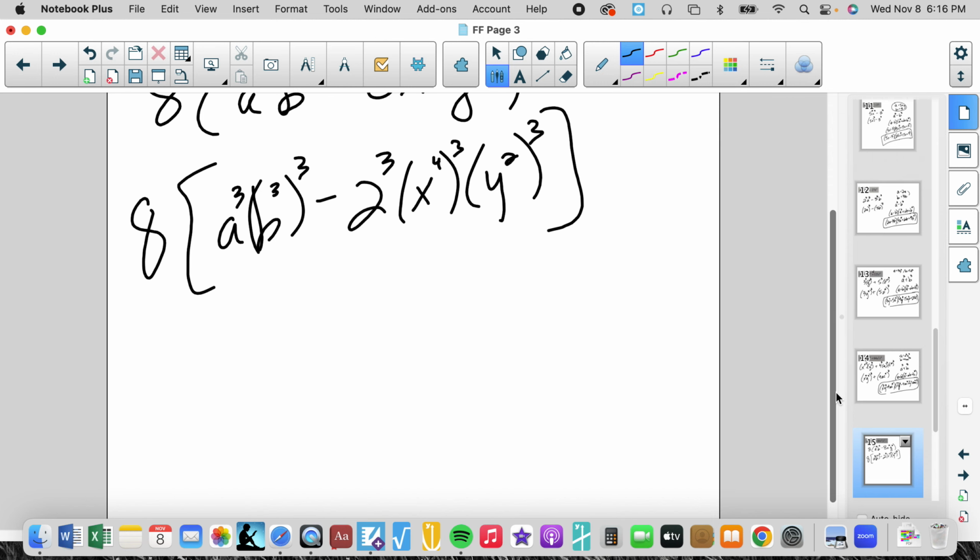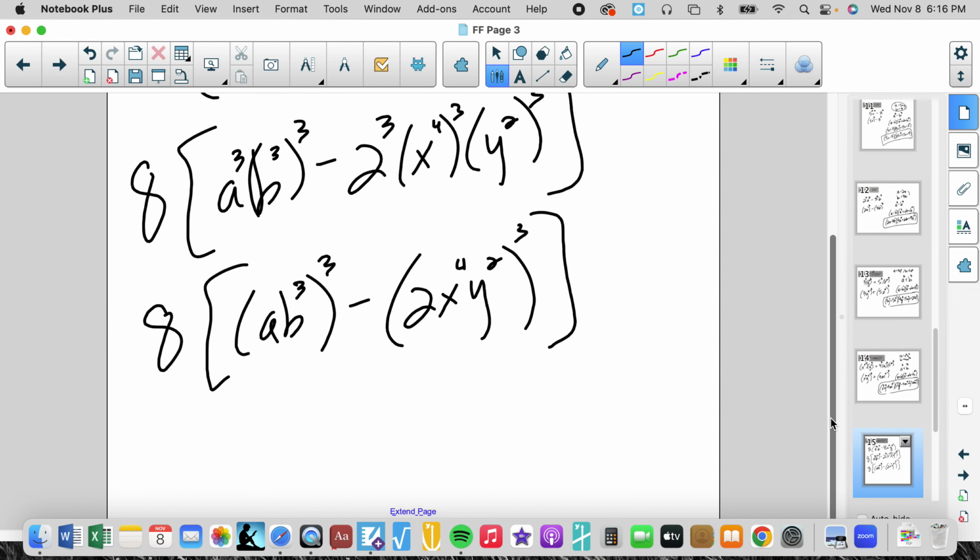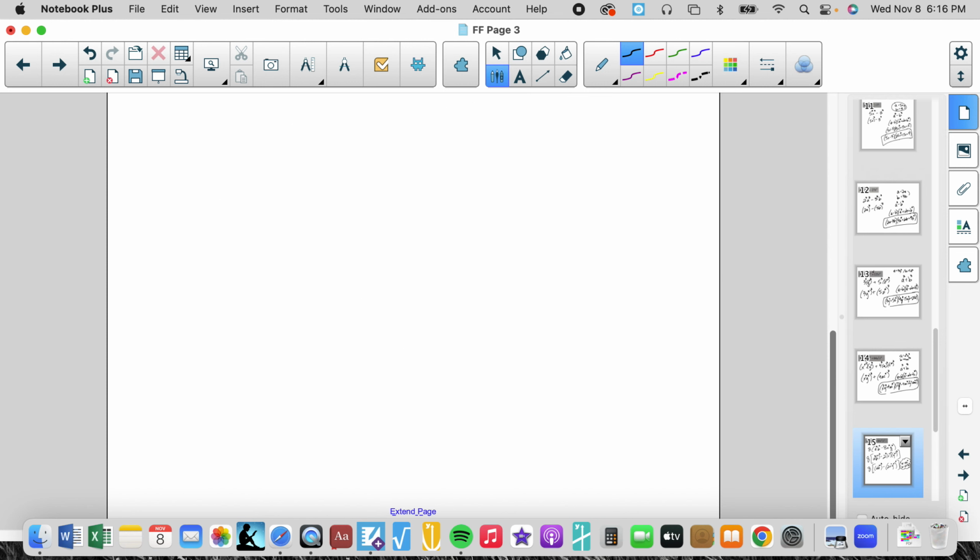Now we can rewrite that as 8, and that is going to be, well, let's do braces. So a, b to the 3rd to the 3rd minus the quantity 2x to the 4th y squared to the 3rd. And so my a value is going to be ab cubed. My b value is 2x to the 4th y squared. That's just for our substitution purposes.